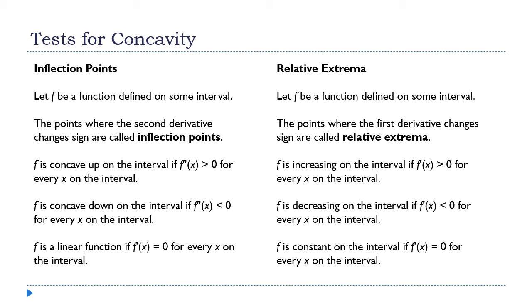Now, I know there's a lot going on here, but what I'm trying to do is draw comparisons between how we determine concavity using the second derivative and how we determine increasing versus decreasing using the first derivative, since the processes are practically identical. Points where the second derivative changes sign are called inflection points, and contrast that with points where the first derivative changes sign. Those are the relative extrema.